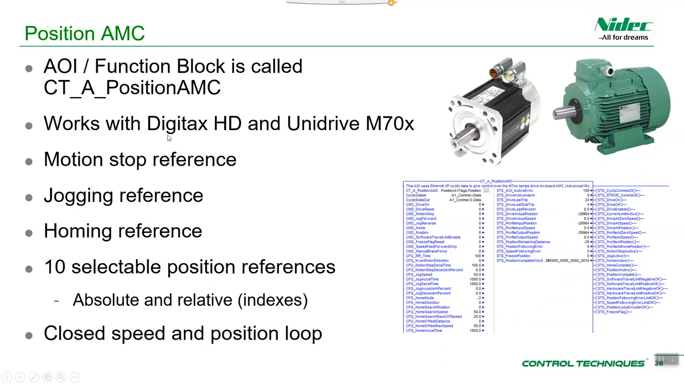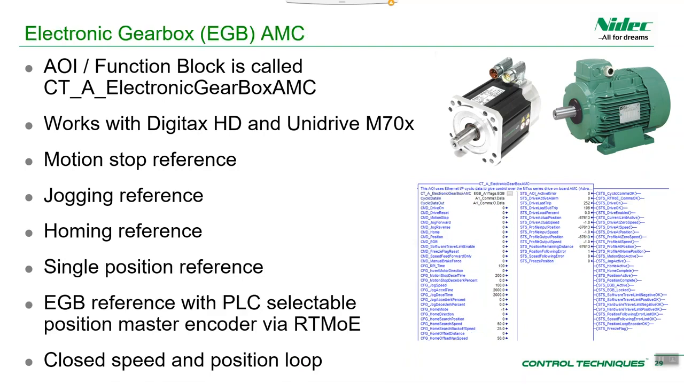CTA position AMC is a positioning motion control interface. It works with Digitax HD and Unidrive M700 and 701, etc. It has a motion stop reference to stop the axis, a jogging reference for manual control, a homing reference for positioning and setting up the axis for starting, and 10 selectable position references, which can be either absolute or relative type moves, or for indexing type applications. Again, closed speed loop, closed position loop, and you have the ability to separate the loops with this and the previous speed one if you want to do a dual loop type setup.